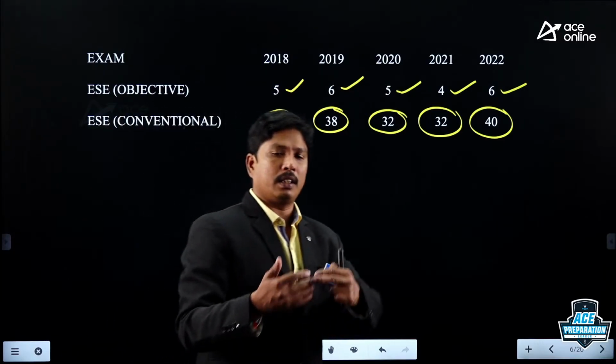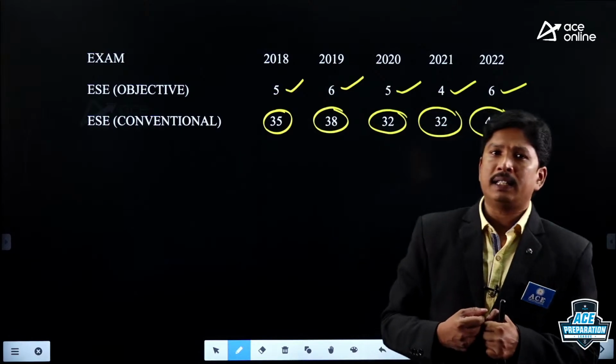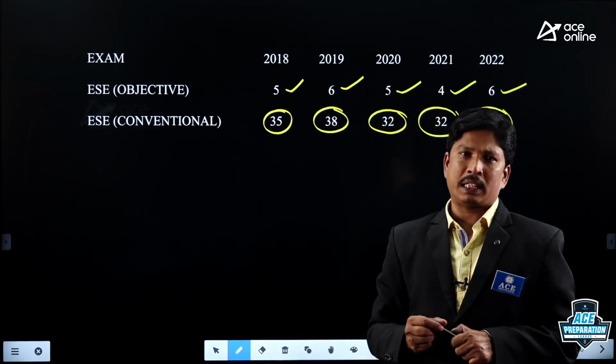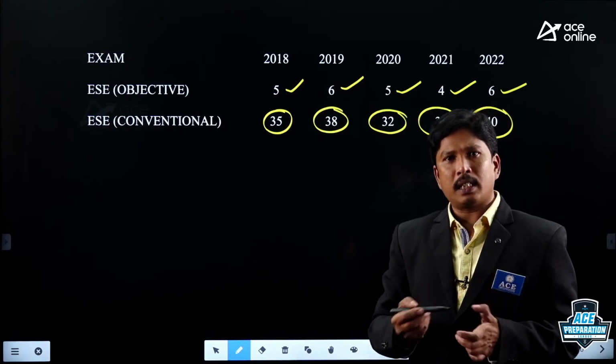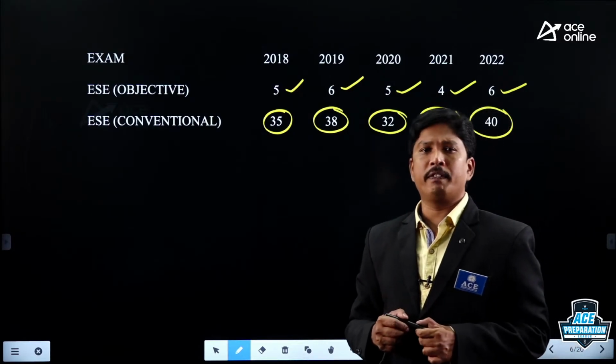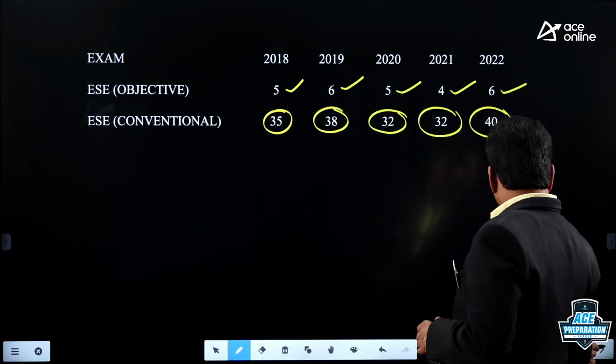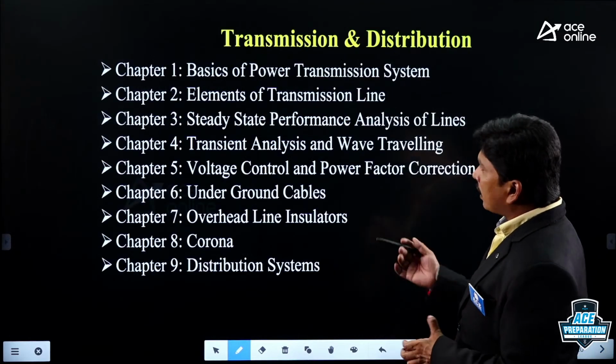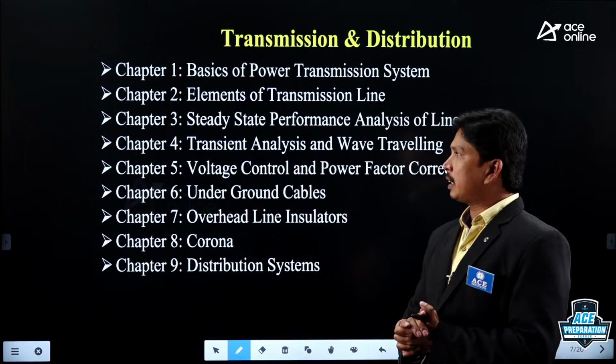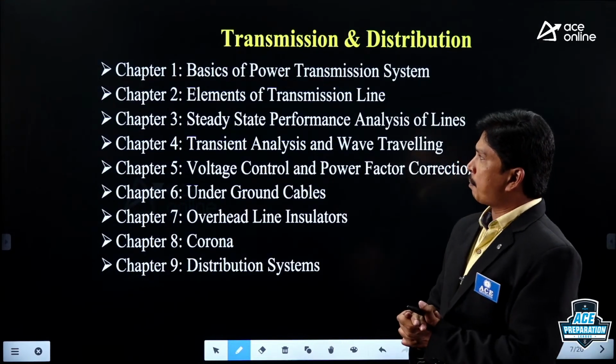So somewhat less theory and more mathematical part will be there, and that mathematical part will also be very, very easy in the case of transmission and distribution. Clear?